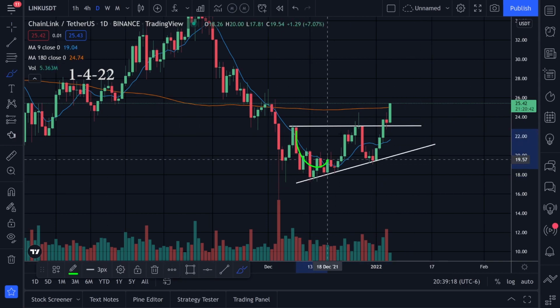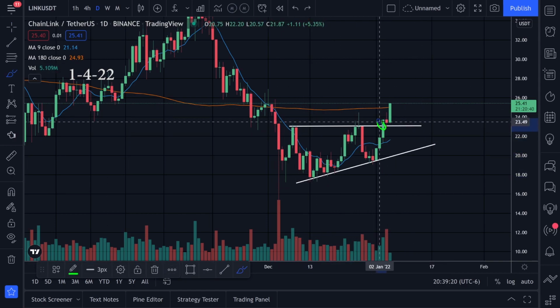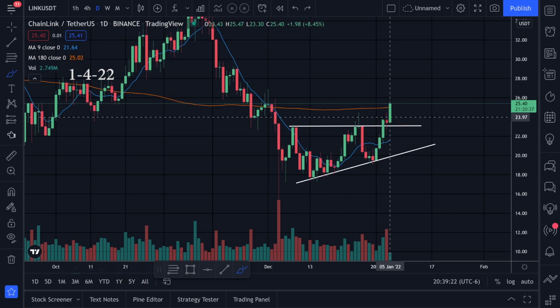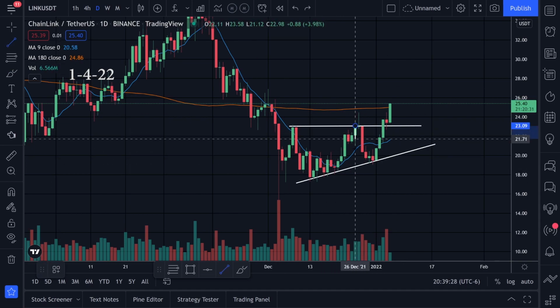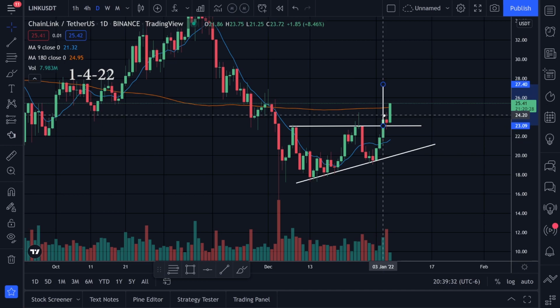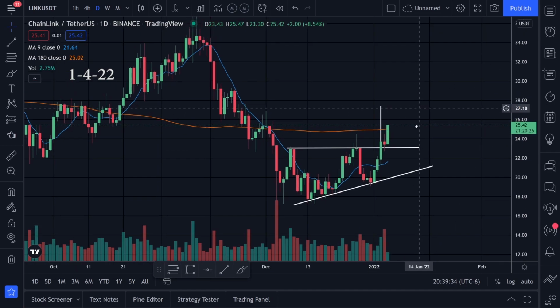In my opinion, we have this triangle pattern, something like that. We got a breakout to the upside. We came down and retested it on this red candle right here, and it looks like this green candle is pushing us back to the upside. So what I'm doing is targeting from the top to the bottom of this triangle, dragging this to the breakout, and I'm looking at a target of approximately 27.40.